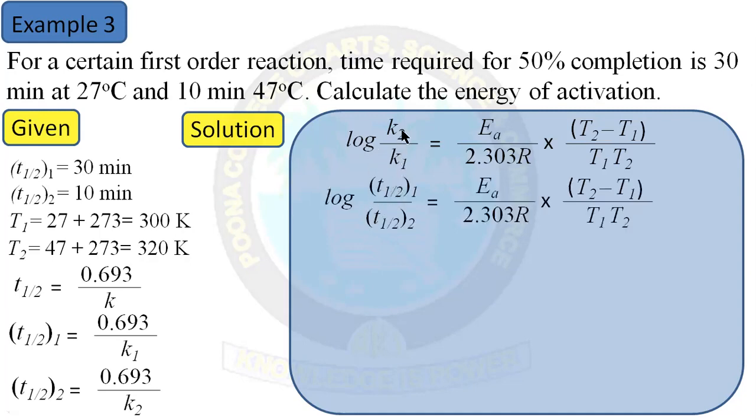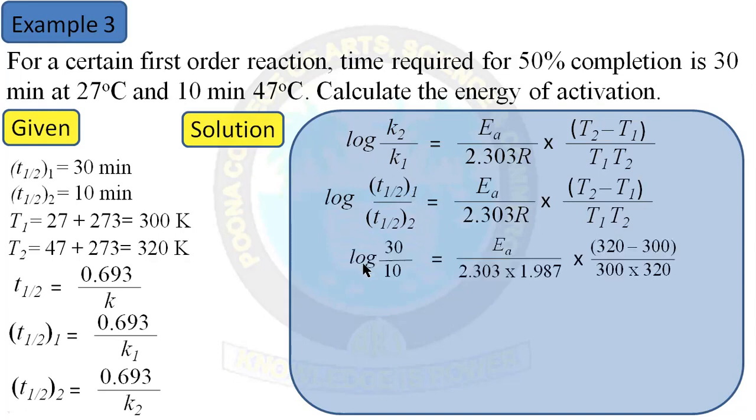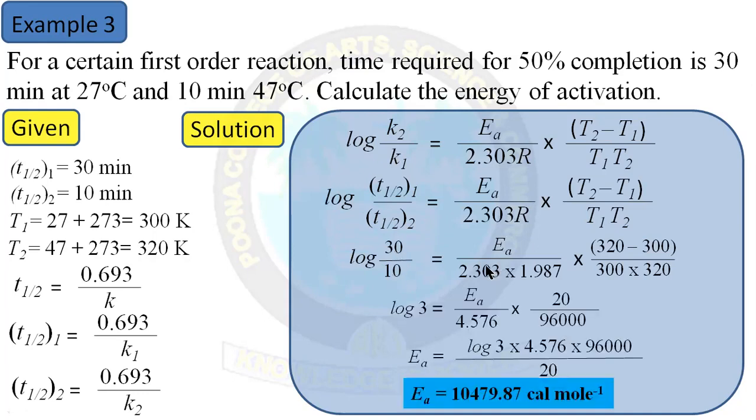Just keep this in mind that here it is K2 by K1 and in this second equation, in terms of T half, it is T half 1 by T half 2. You should not change this order. It's 2 by 1 in rate constant. In half life it is 1 by 2. Now the rest is very easy. We substitute the value of T half 1, T half 2 and the solution is exactly the same as in our previous example.